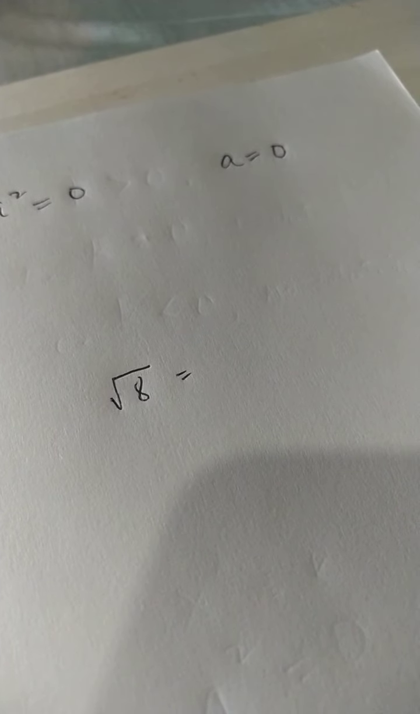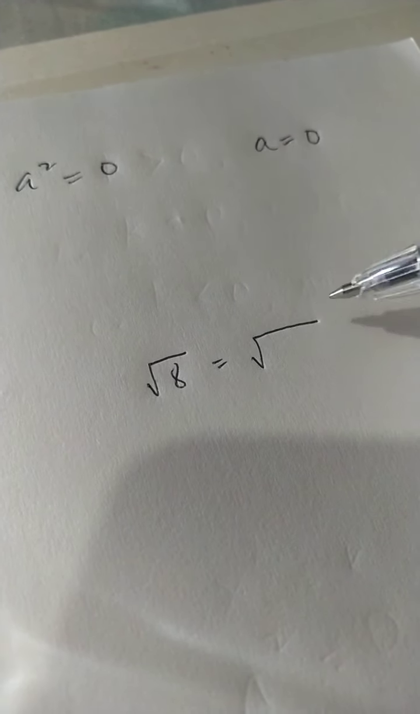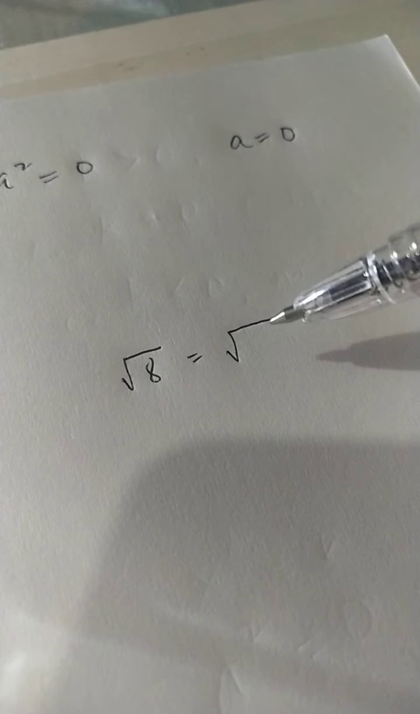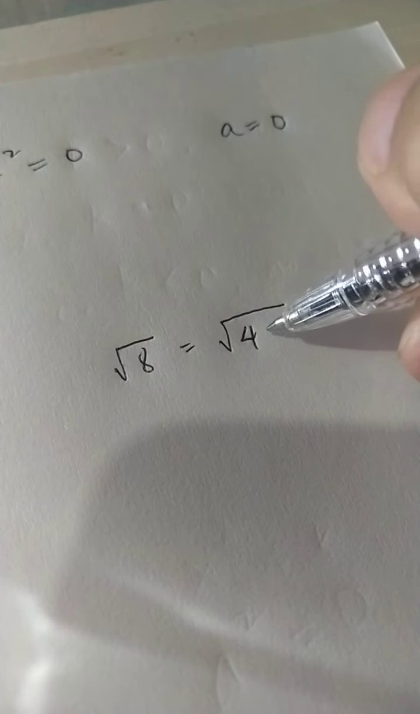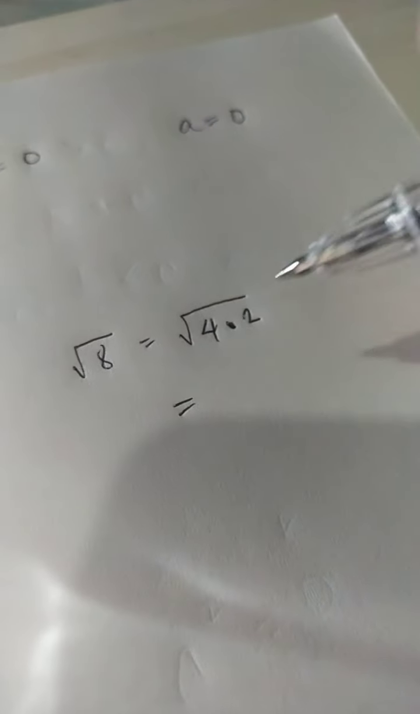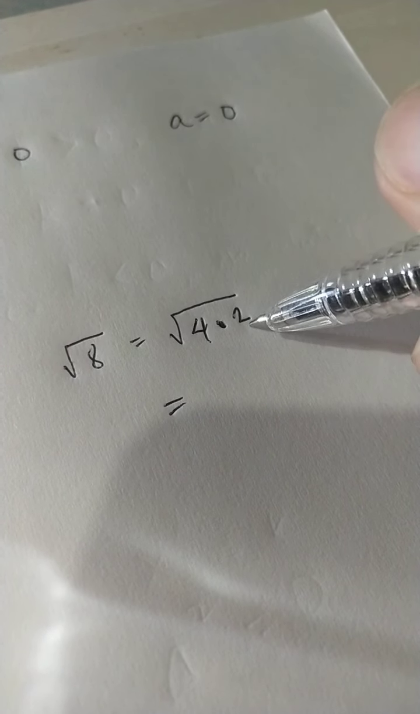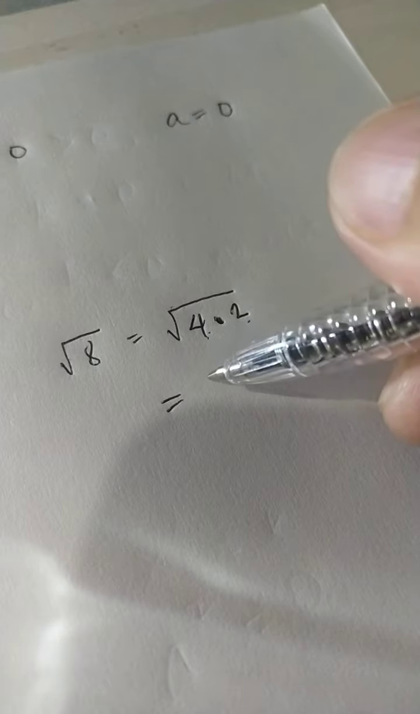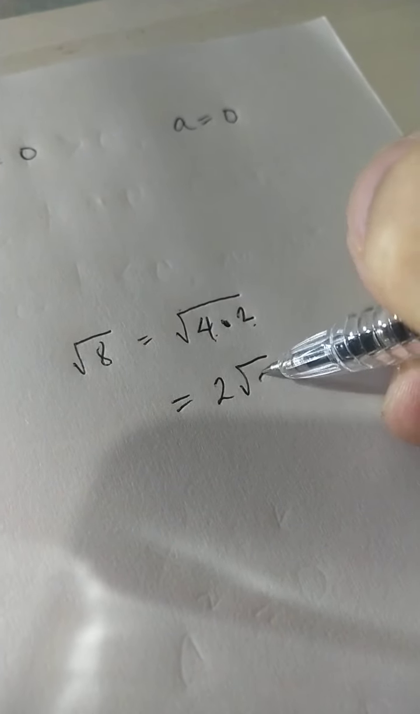now, ang 8 kasi is not a perfect square. Kaya we have to look for factors of 8 na may perfect square so that we will be able to extract the square root. So, ang alam natin, ang 8 ay 4 times 2. So, ang 4 ay perfect square, ang 2 ay hindi. So, we can extract the square root of 4. That is 2 is square root of 2.